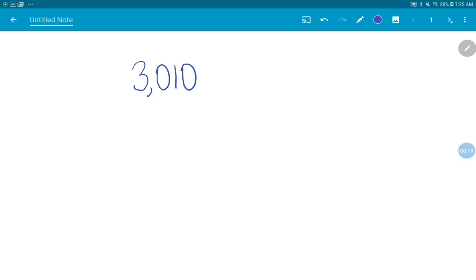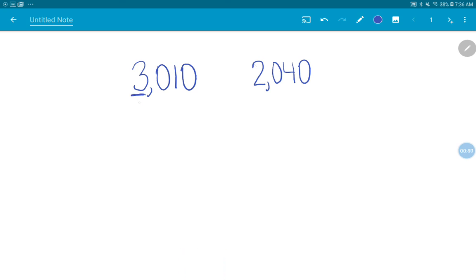Write down a set of numbers. I want you to say these numbers in standard form. 3,010, 2,040. So now what is the name of the unit with the greatest place value? It's the thousands. So we're going to compare the value of the thousands.